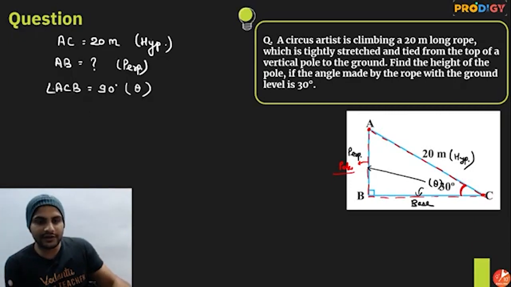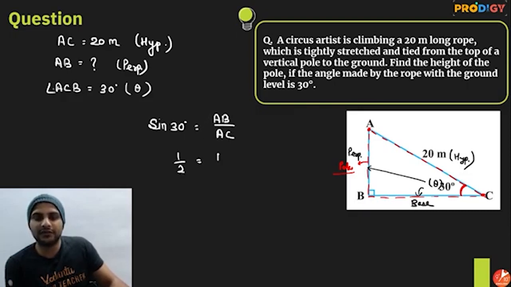Angle ACB is not 90, sorry, writing it wrong. 30 degrees. So the ratio dealing with the hypotenuse and perpendicular is sin theta. So sin 30 degrees will be perpendicular, which is AB, upon hypotenuse AC. Sin 30 degrees is half. AB we don't know, AC is equal to 20. Cross multiply, you will get AB is equal to 10 meters.